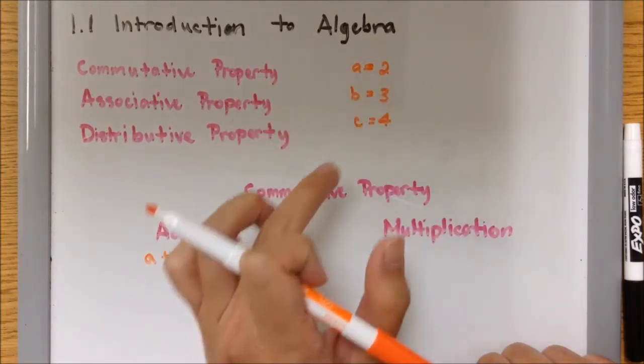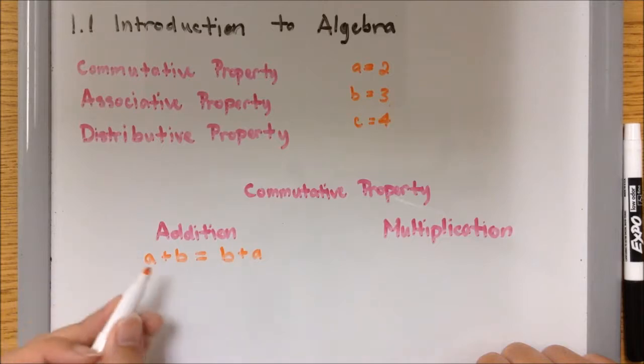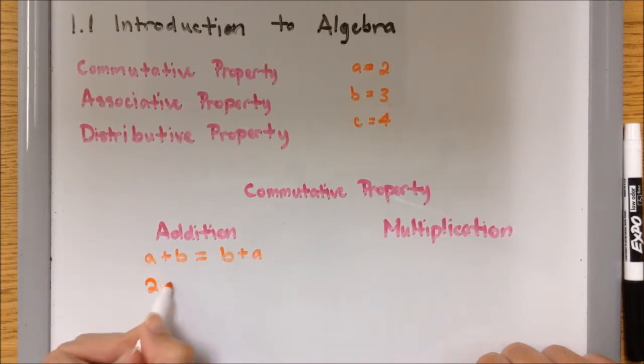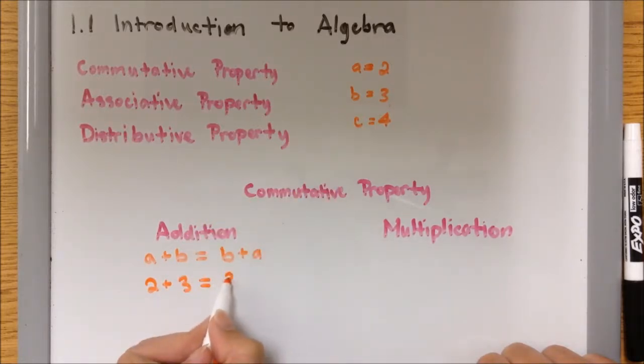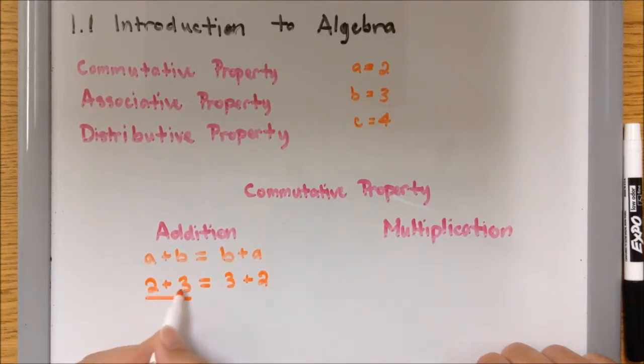So if I were to plug in the values for A and B, 2 plus 3, and then for B plus A, it will be 3 plus 2. If we look at the left side, 2 plus 3 is 5. And then on the right side, 3 plus 2, also 5.